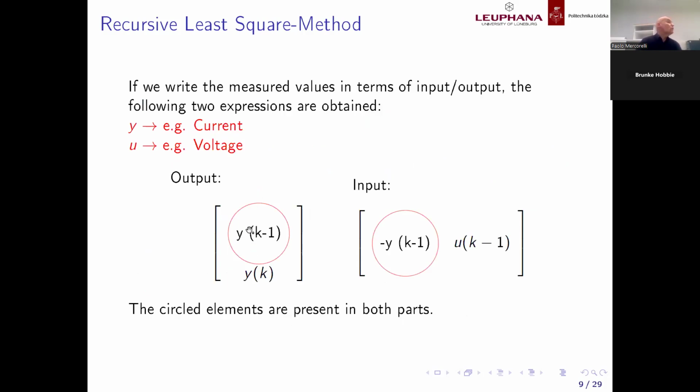yk minus 1, two outputs, at time k and time k minus 1, and the input at time k minus 1. This means I need a window with two elements. Of course, I measure input and output in this form here. This is what I measure.